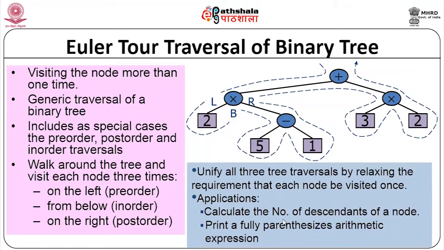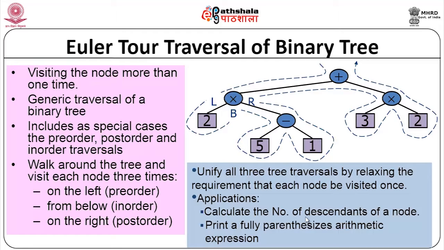This is the Euler tree traversal of a binary tree. Here we visit the node more than once. This is a generic traversal of a binary tree and includes as special cases pre-order, in order and post order. You walk around the tree and visit each node 3 times: on the left, pre-order; from below, in order; and from the right, post order. So, it unifies all 3 traversals by reducing the requirement of each node to be visited once.